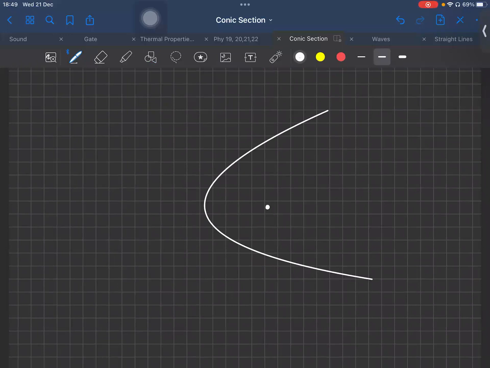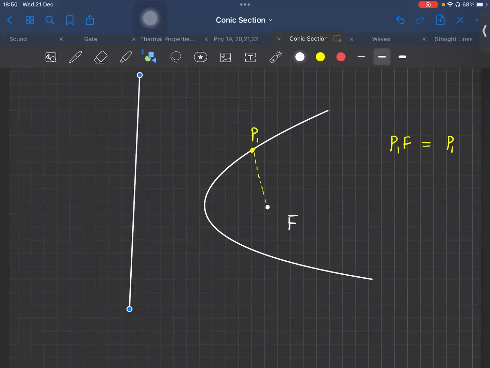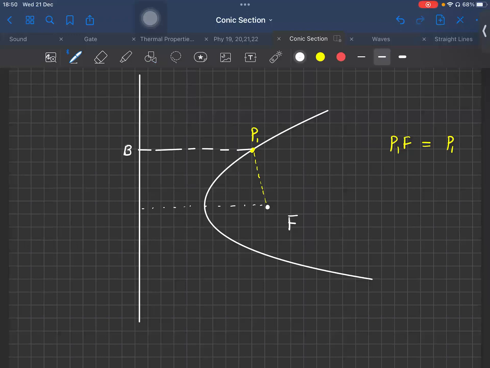So this is the focus of the parabola. Let's write F is the focus of this parabola. Now take any point on the parabola, let's say here, and fix it. Let's write this point P1. Now this distance P1F will be equal to the distance of P1 from a line, let's say some line like this, which is perpendicular to the axis through the focus. If this point is B, and you join P1B and P1F, then P1B must be equal to P1F. And this line is called the directrix of the parabola.